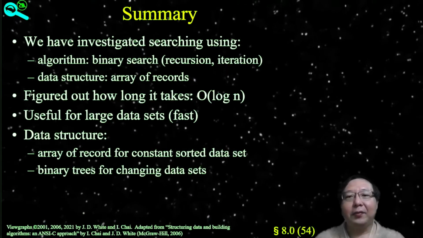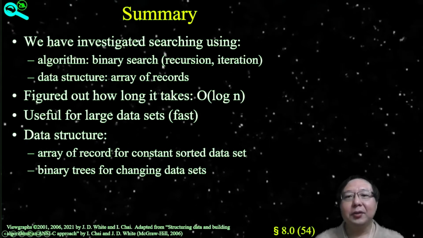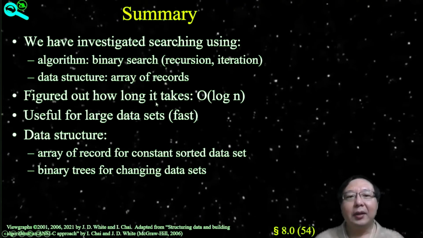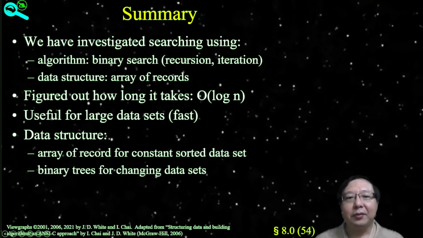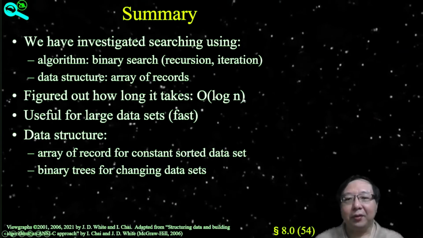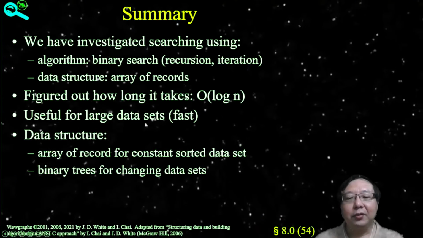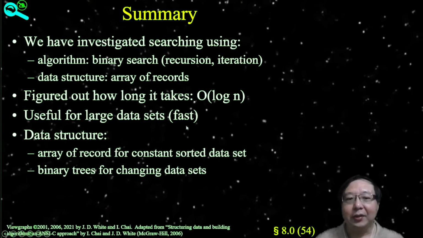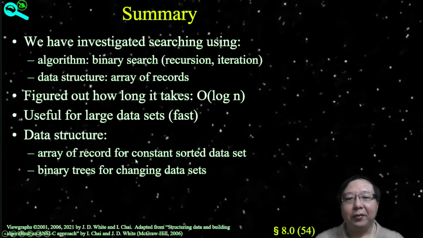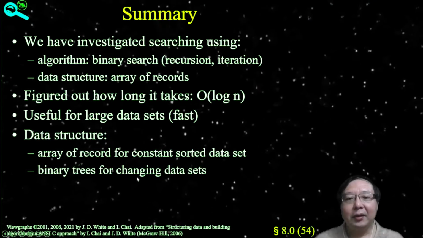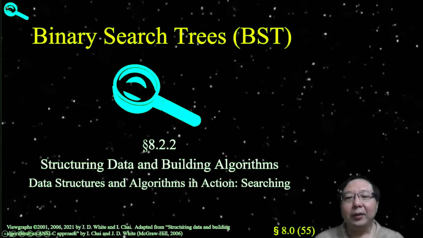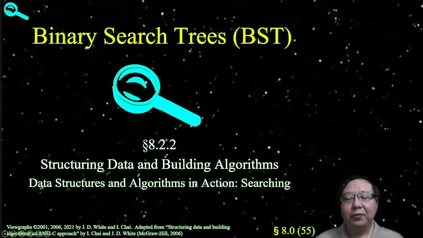Okay, so now we have investigated searching using binary search, both in the recursion and iterative method. We looked at the data structure of an array of records, and we've figured out how long it takes, which is on the order of log n. So it's useful for large data sets. It's much faster than doing a sequential search on average. We use the array of records for a constant sorted data set, but we can also look at binary trees for changing data sets. Okay, so let's look at the binary search tree for changing data sets.